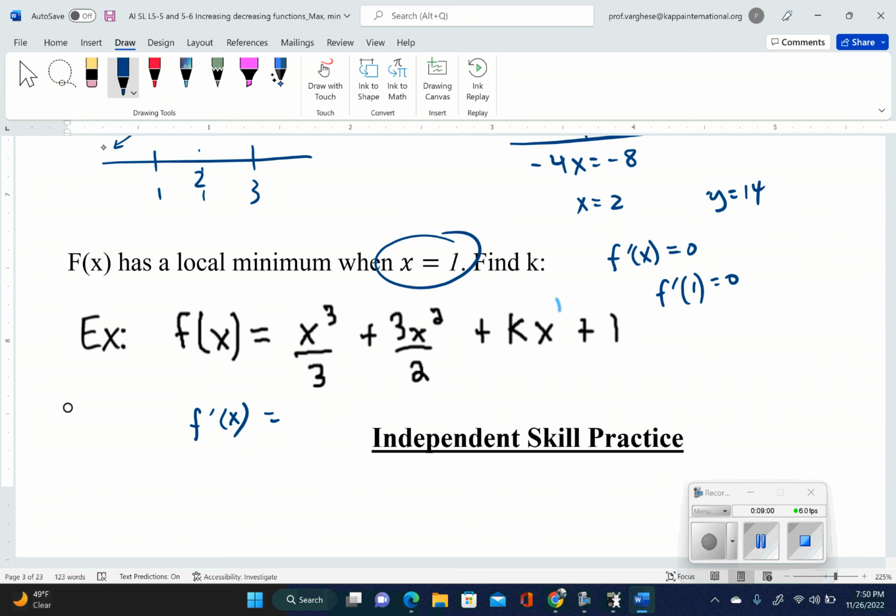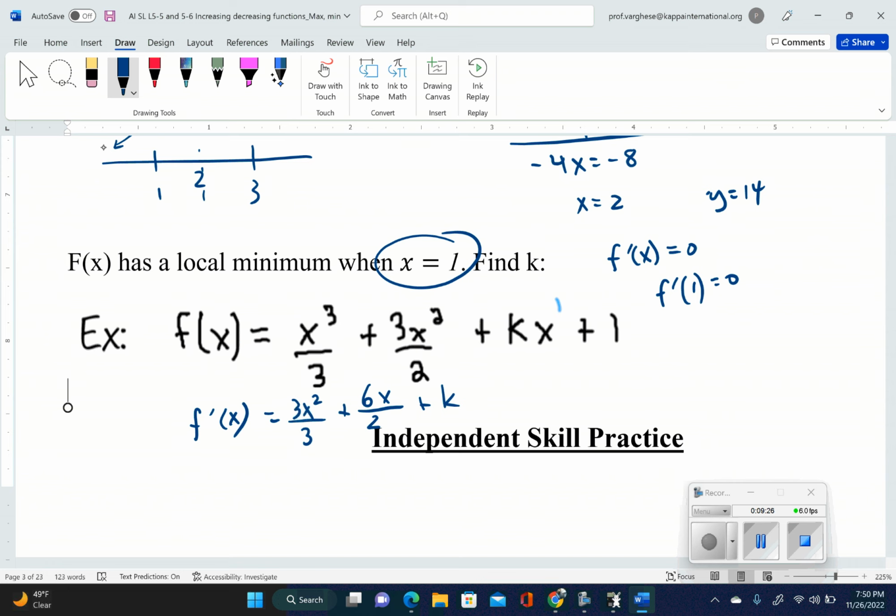So 3 times an imaginary 1 is equal to 3, times x to the 3 minus 1 is equal to 2. Plus, at this point, you should be good with finding the derivative. 2 times 3 is equal to 6, divided by 2, times x to the 2 minus 1 is equal to 1. I don't need to write that down. This one here is just going to be k, and this goes away.